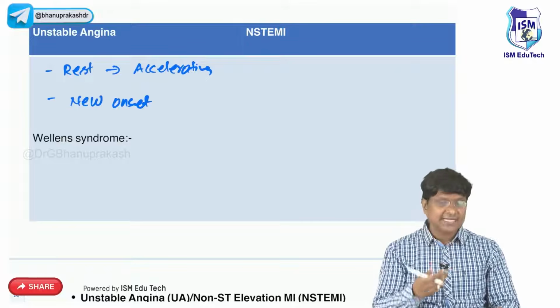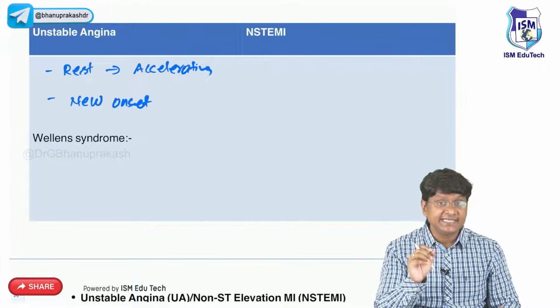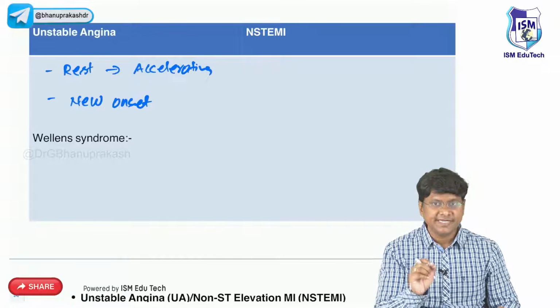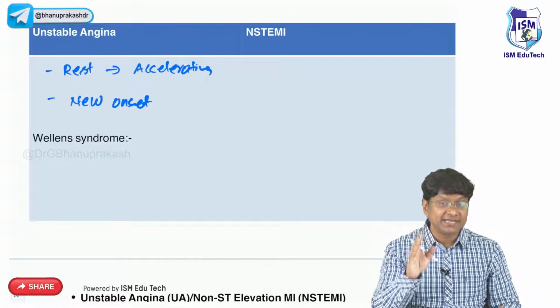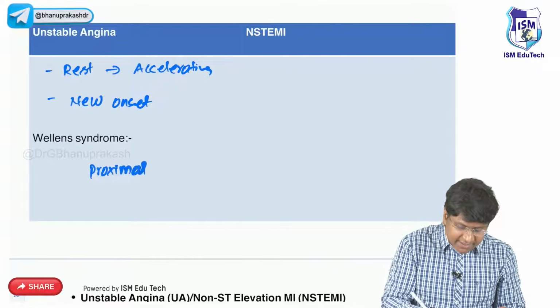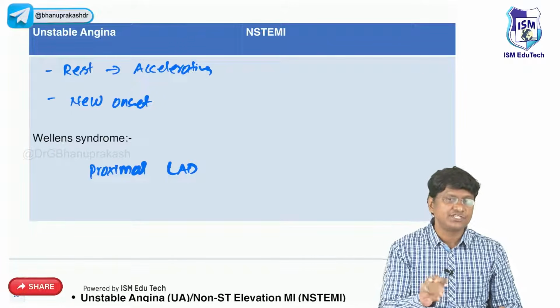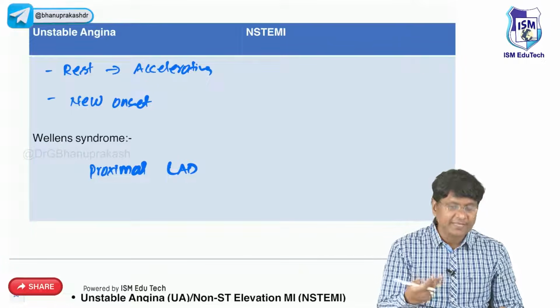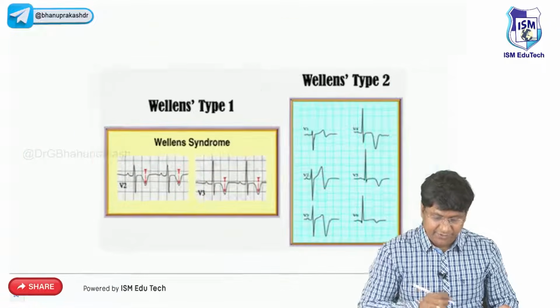Now, what exactly is Wellens syndrome? Let me tell you, Wellens syndrome is actually an ECG manifestation, right? It is an ECG manifestation saying that there is a critical proximal left anterior descending artery stenosis in patients with unstable angina. Then what will be the ECG changes in Wellens syndrome? That is the T wave inversion, right?